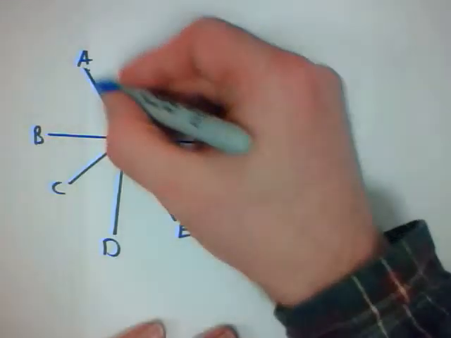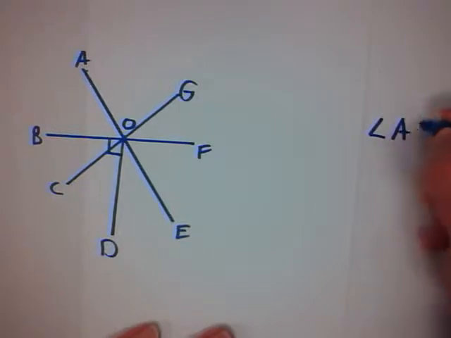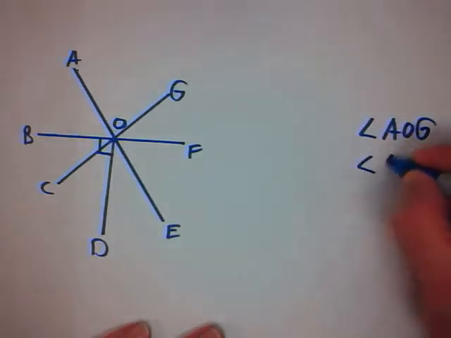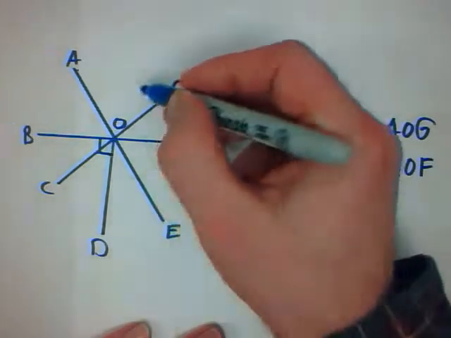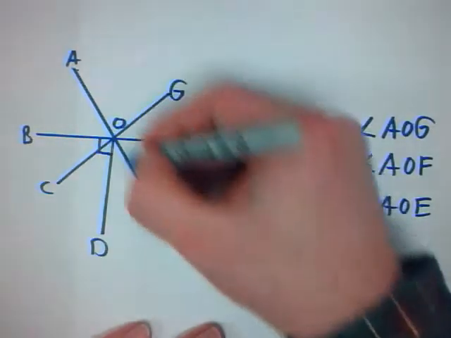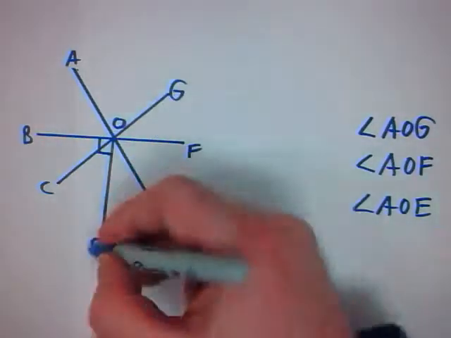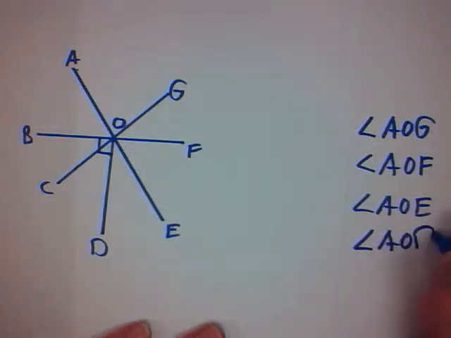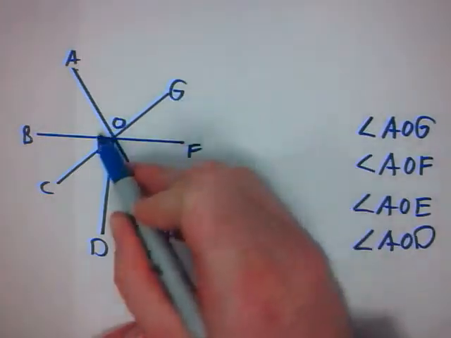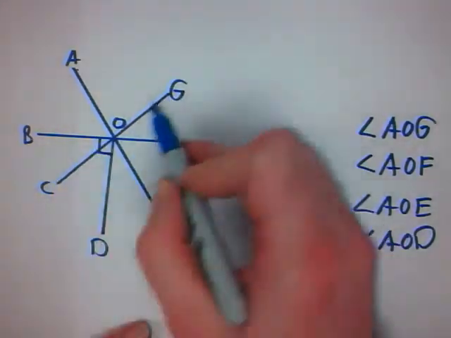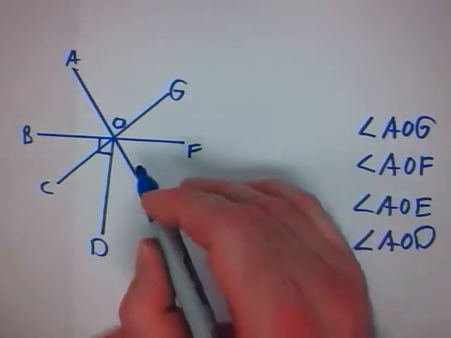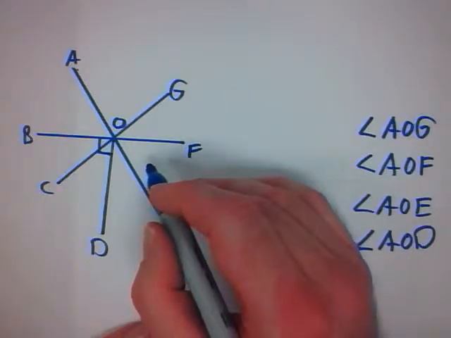Let me start. AOG is an angle. I named AOG, but you know what? So is AOF. And so is AOE. Yes, it looks like a straight line, but that is also an angle. And then AOD. And I could go on. There's going to be quite a few more because I could do GOF, GOE, GOD, GOC, and so on, all the way on the circle. If I were asked to label every single angle in this figure, that would be a lot.